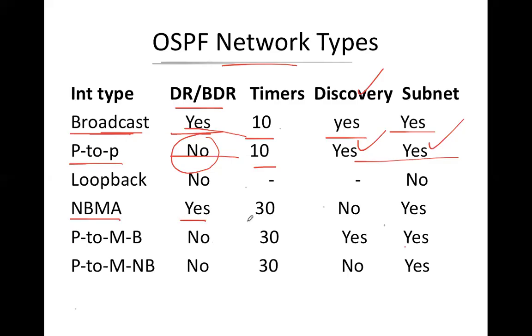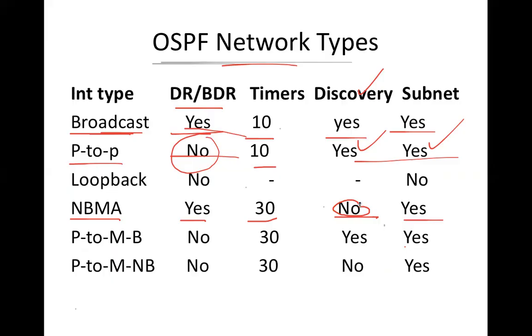But see the timers here. Notice the timer: it is 30 seconds, meaning hello is sent every 30 seconds. And the other thing you would notice here is that neighbor discovery doesn't happen. Subnets should be the same, yes, but neighbor discovery doesn't happen.